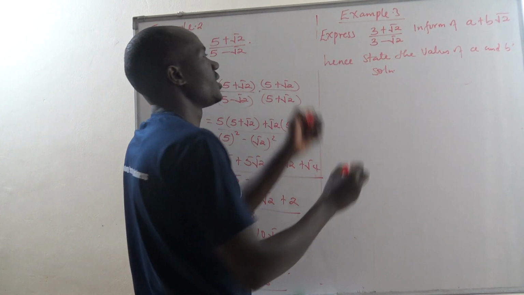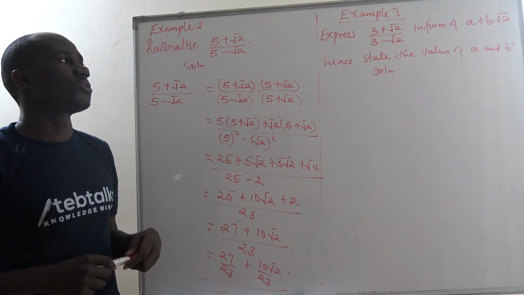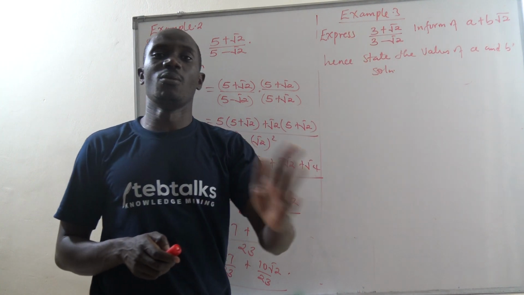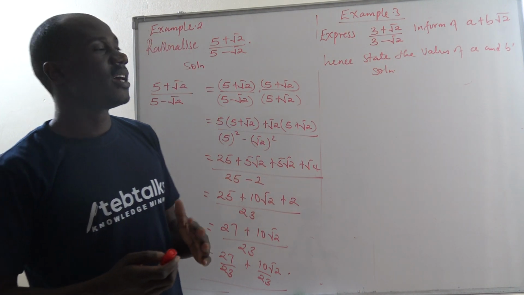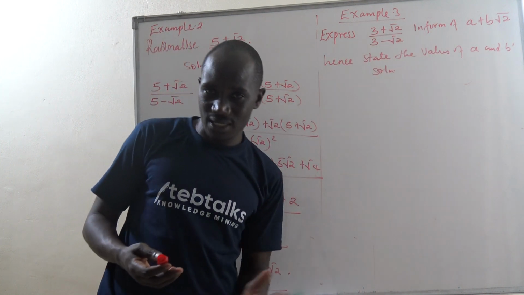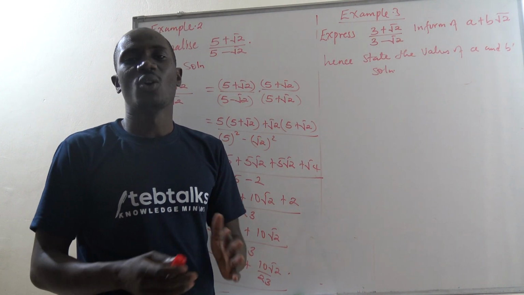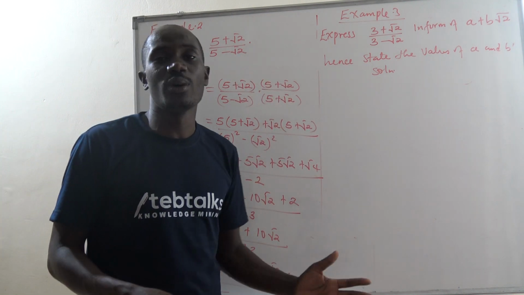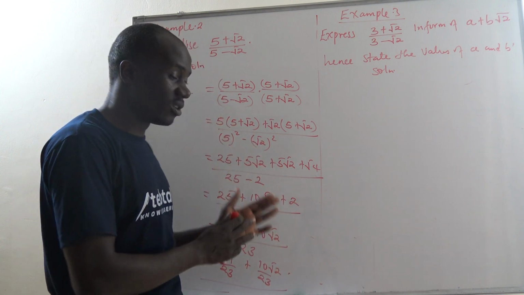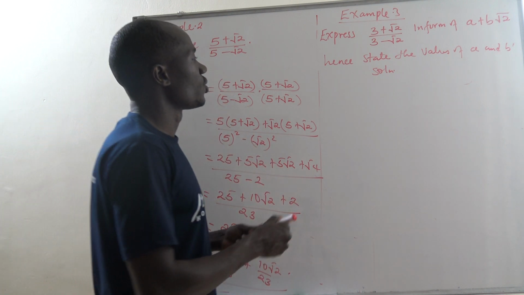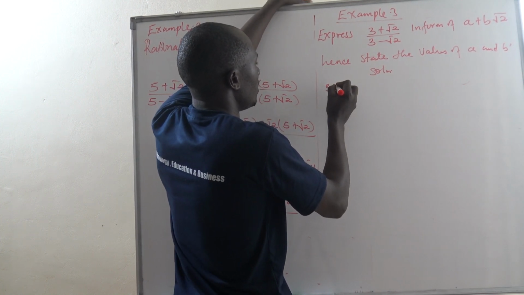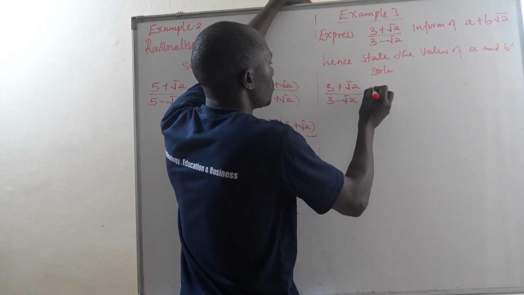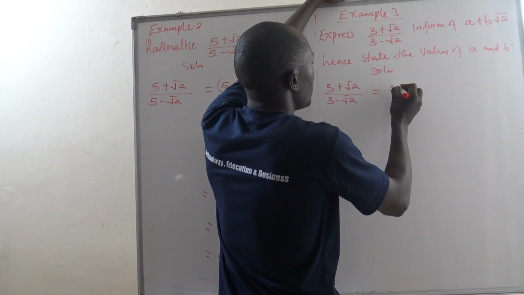Solution. So when they say express 3 plus root 2 all over 3 minus root 2 in the form of a plus b root 2, they may even say it equals a plus b root 2. All of those things, they are like saying rationalize. When the number comes in that way, just follow the steps which I have given you here by doing the rationalizing.